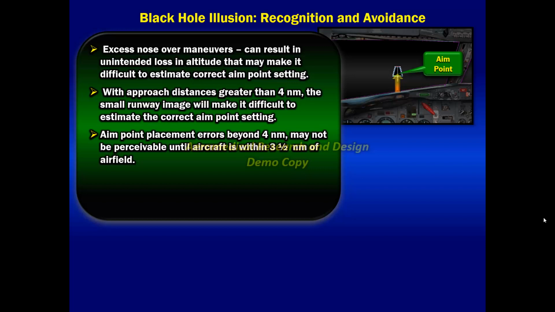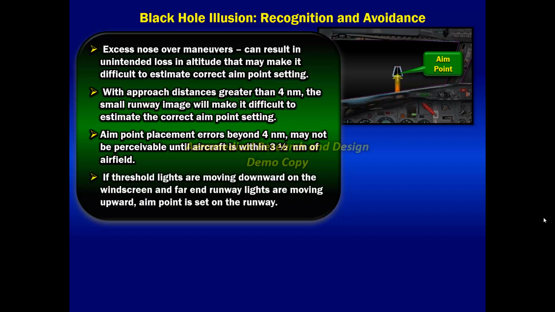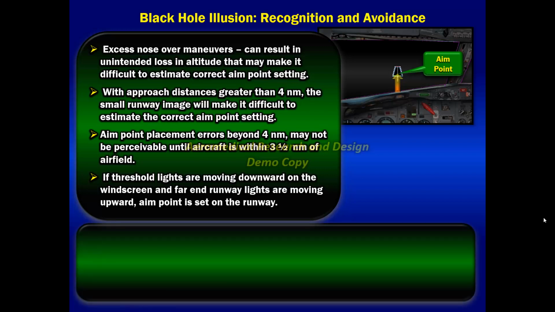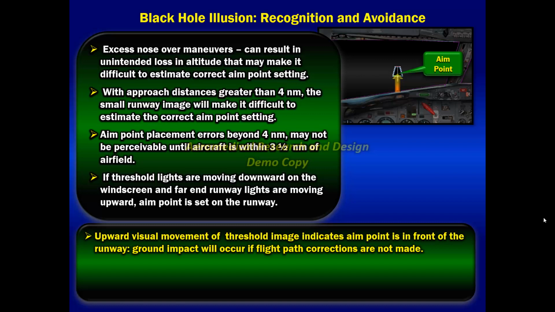Fortunately, by observing the sight picture dynamics of the runway lights and glare shield, pilots can visually determine if their glide path is set on the runway or short of the airfield. After the approach has been stabilized, if the visual image of the threshold lights is slowly moving downward on the windscreen and the far-end runway lights are moving upward, this is a clear indication that the aim point is set on the runway. In contrast, any upward visual movement of the threshold image indicates the aim point is set in front of the runway, and ground impact will occur if flight path corrections are not made.